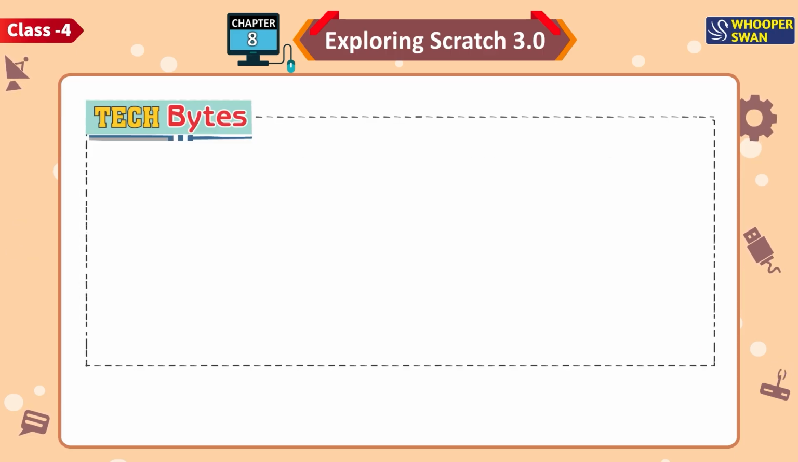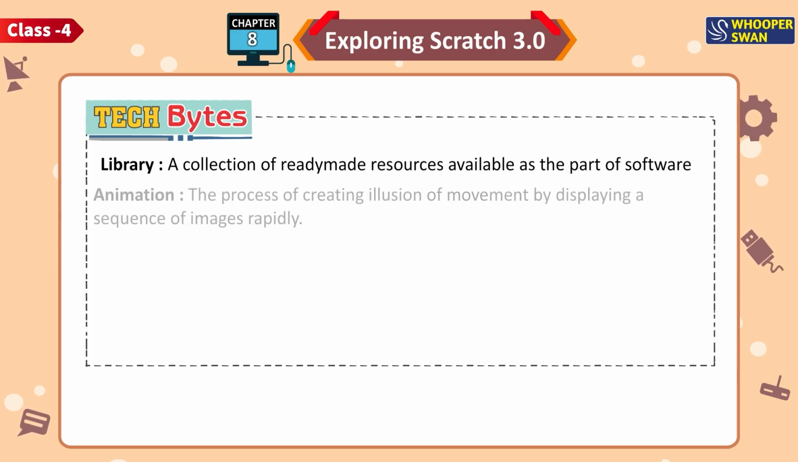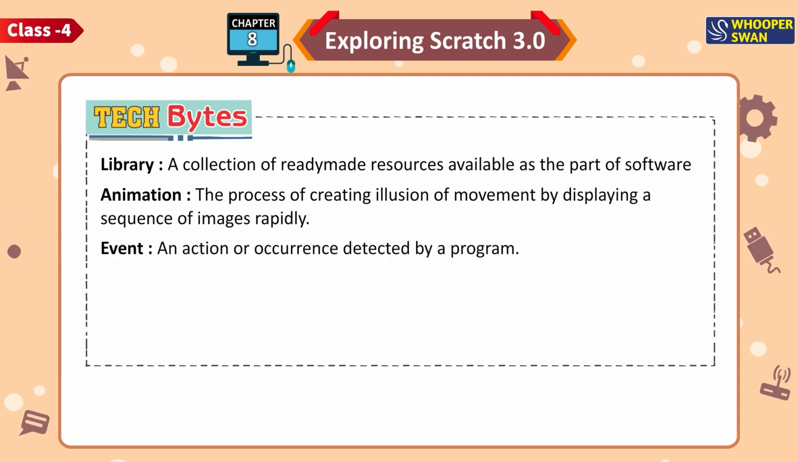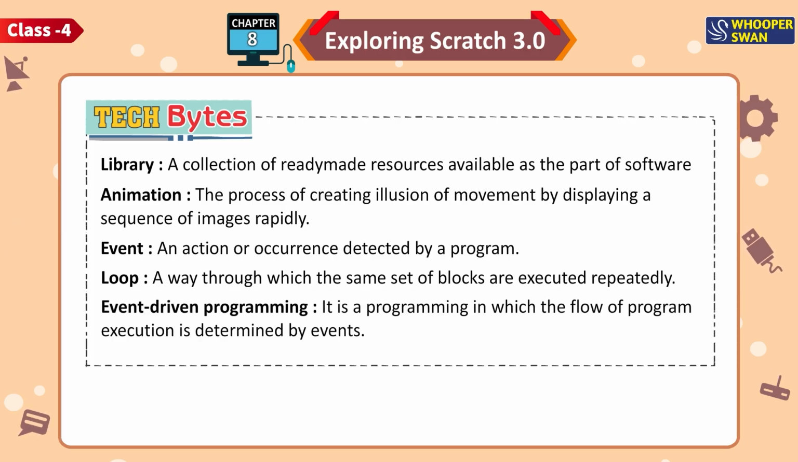Tech Bytes. Library. A collection of ready-made resources available as a part of software. Animation. The process of creating illusion of movement by displaying a sequence of images rapidly. Event. An action or occurrence detected by a program. Loop. A way through which the same set of blocks are executed repeatedly. Event-driven programming. It is a programming in which the flow of program execution is determined by events.